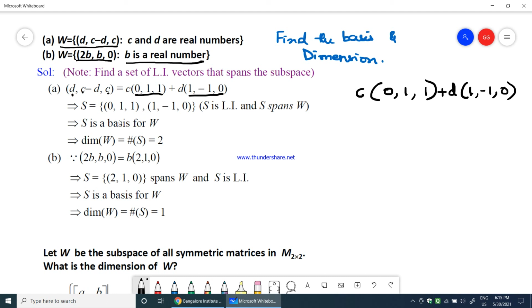So we see that this S would be linearly independent. Why linearly independent? Because in one position we have 1 here, and in the other position we have another 1 here, which are pivots, right?